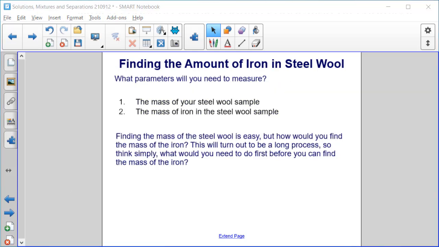All right, so did you come up with these parameters that you would need to measure? You would need to measure the mass of your initial steel wool sample, and you would need to measure the mass of the iron in the steel wool sample. Finding the mass of the steel wool is easy, but how do you find the mass of the iron? This will turn out to be a long process, so think simply, what do you need to do first before you can find the mass of the iron?